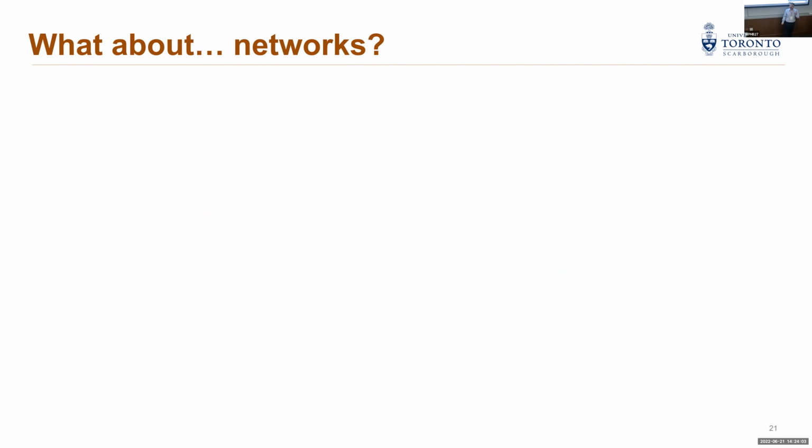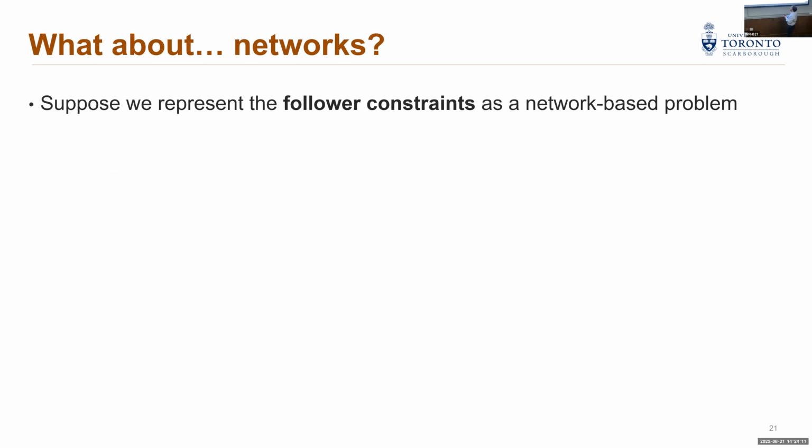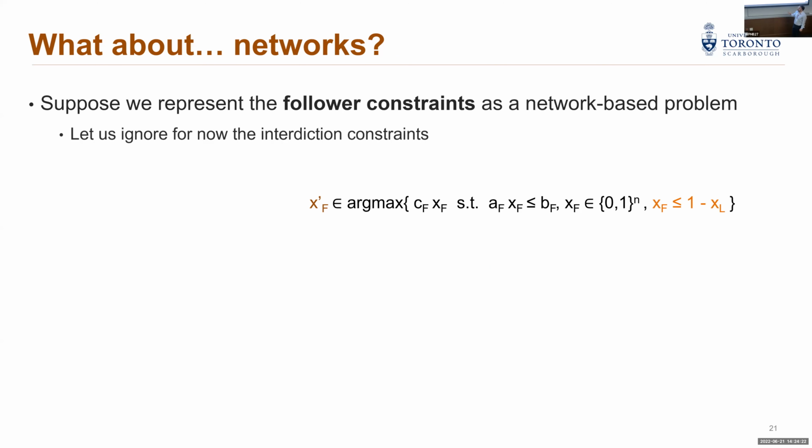What about if we represent that constraint as a network? Okay, we are going to push a little bit, but we're going to make it, okay? So suppose we're going to represent the following constraints as a network-based formulation. This is the constraint that I want to represent. I want a network where somehow the solutions satisfy this constraint. Well, I don't know how to do it, but let's suppose that we're going to ignore the interdiction constraints for a little bit. So I'm just going to throw these interdiction constraints away.